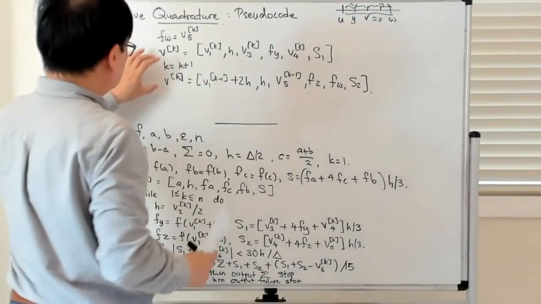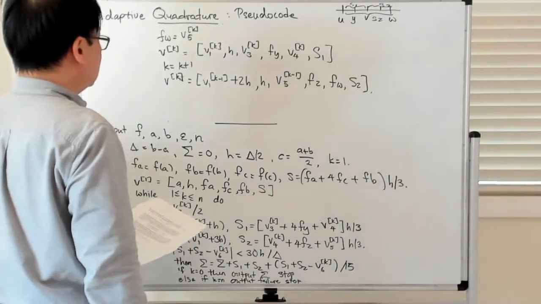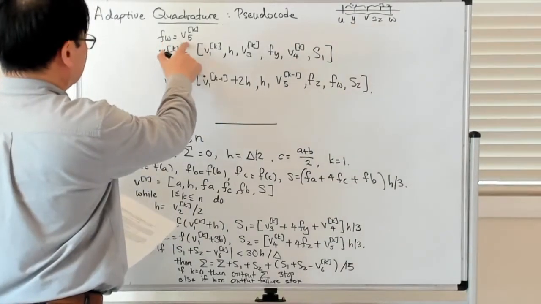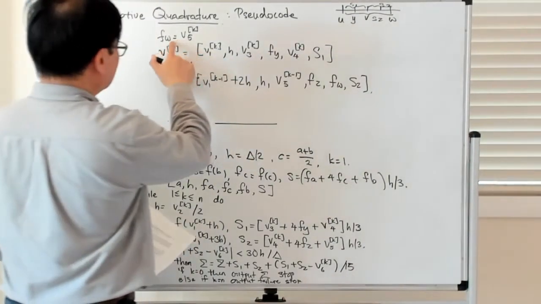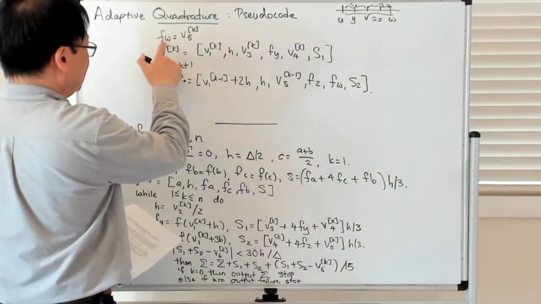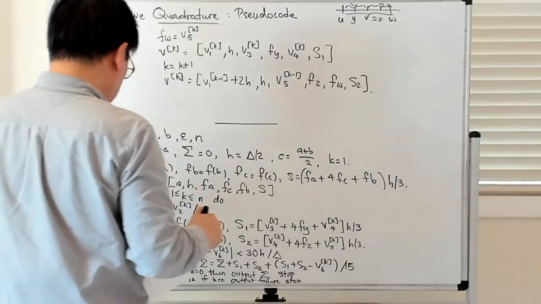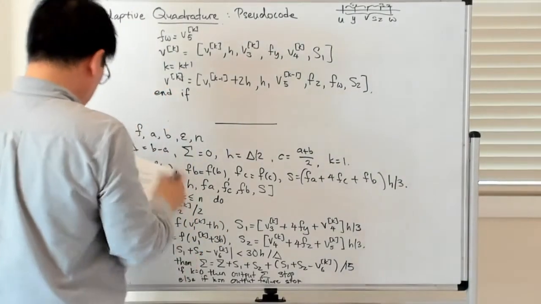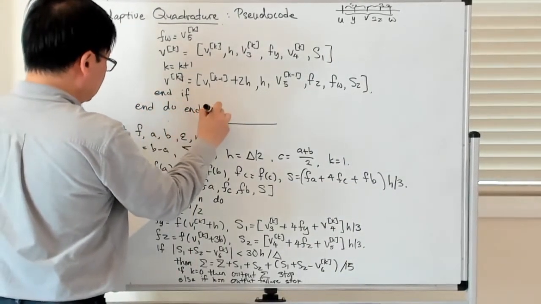So you're adding this new data to it. And the reason I had to store this was because I was updating vk with this data, so I had to store this function value in fw. That's why this is different from that. Then there's an end if, and then end do, end while.